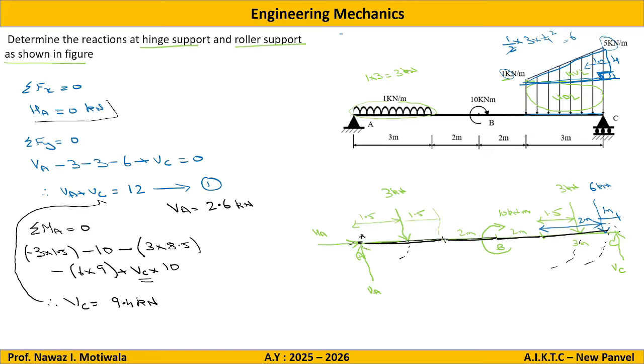Now if you want to find the resultant reaction, when you got HA equal to 0, that means this force is not there. If this is not there, there is only one force VA, so this will be the resultant reaction at A. So we don't need to find anything else. So the answers are VC equal to 9.4 and VA equal to 2.6 kilonewtons. That's it. So this completes the question. Thank you.